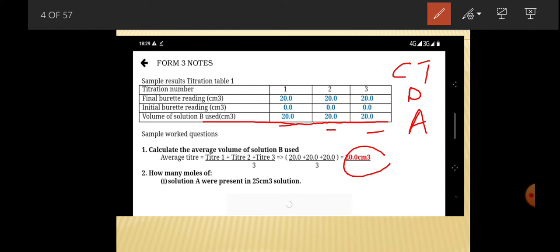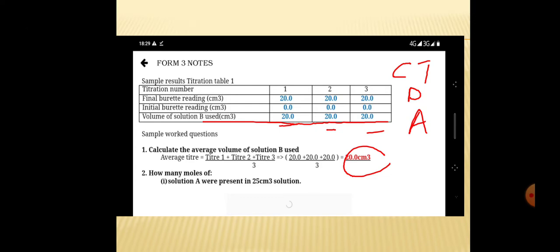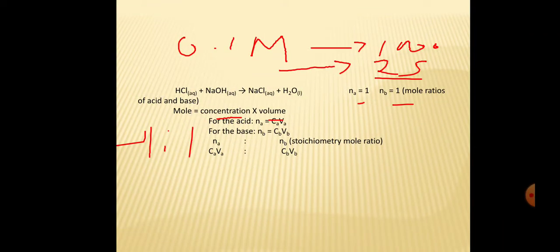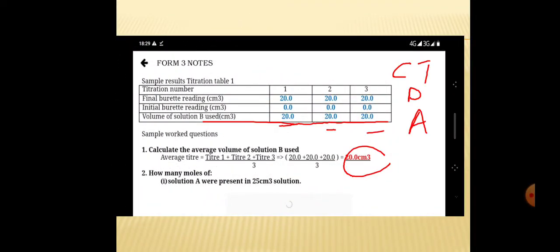And here we go to our questions. Calculate the average titer. We have already seen how to do it. All of them are within the range 20, 20, 20. And then question number 2, solution A. How many moles of solution A were present in 25 centimeters cubed? Remember what we said in our previous slide. We said that 0.1 moles present in 1000. What about 25?